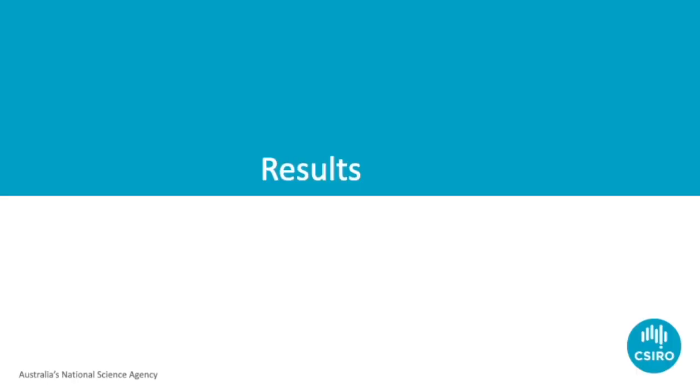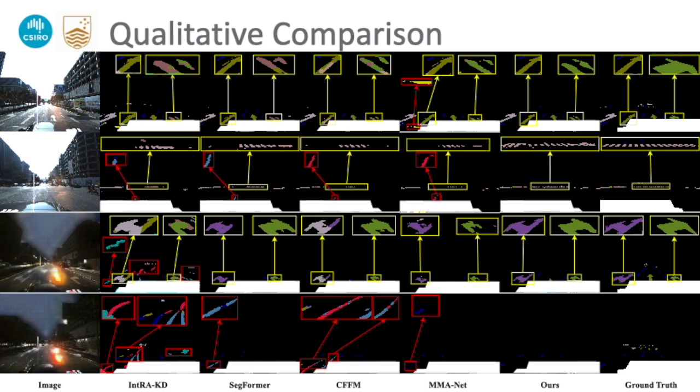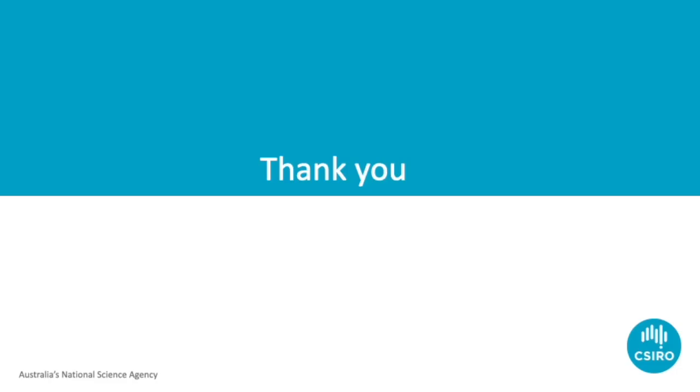Finally, I will introduce the results. In the quantitative comparison, our approach demonstrates superiority over the existing state-of-the-art methods across both the ApolloScape and ApolloScape Night datasets. Our approach achieves this while employing less than 9% of their parameters. Through a qualitative comparison, it is evident that our approach exhibits higher accuracy and a reduced occurrence of false positive segmentation. Thank you for listening.